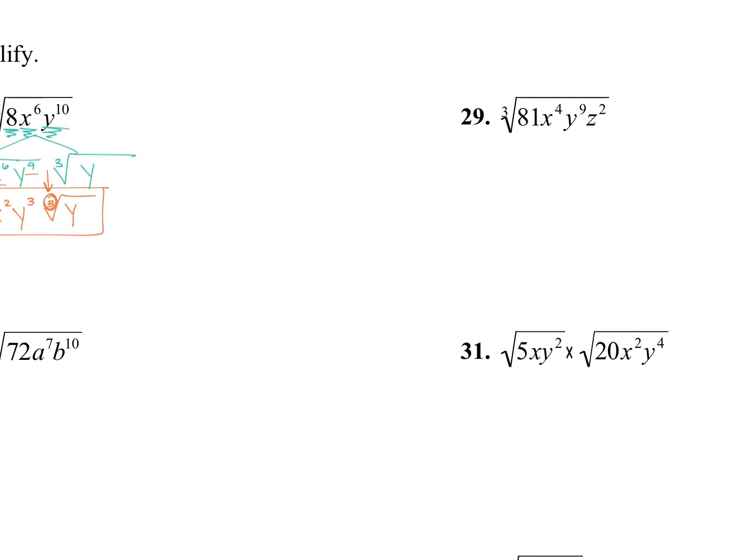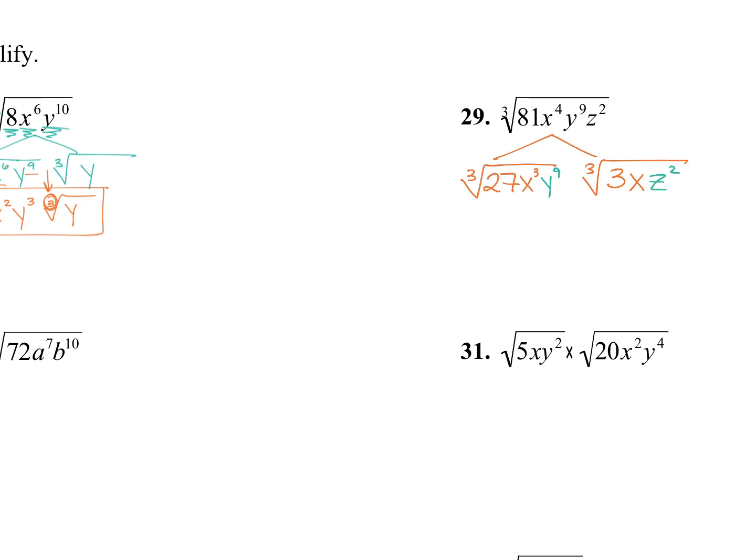29. Perfect cubes. Not so perfect cubes. Okay? Is 81 a perfect cube? No. So you have to figure out what perfect cube 81 is divisible by. 27. And it's 27. So 27 times 3. You have x to the 4th, so we can put x to the 3rd here, which means we have one x left over here. You have y to the 9th. We can put that whole thing in the perfect side. And then you have z squared, which is not perfect, so that's going to go in the not perfect side.